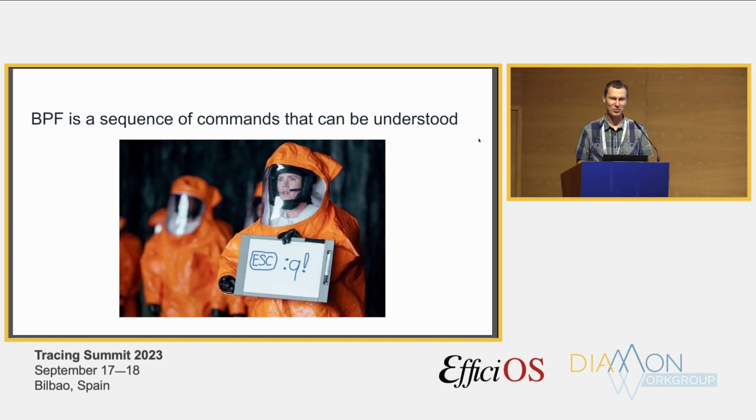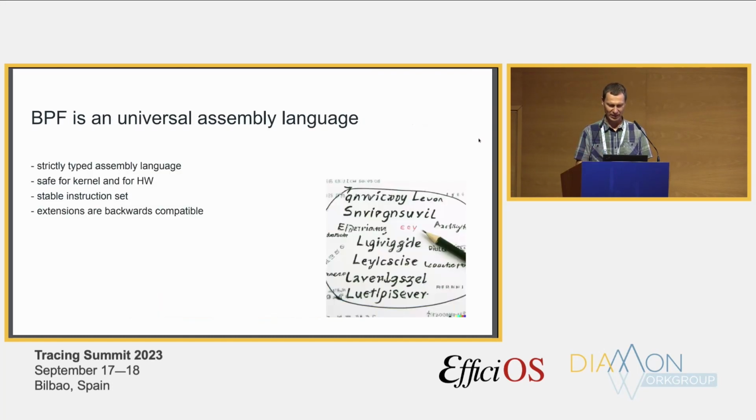So, a quick overview of BPF. This is a different way of saying what it is. BPF is a sequence of commands that can be understood. This is one of my favorite movies, Arrival, where Amy Adams is trying to explain to aliens how to exit VI. Not sure whether she was successful, I don't remember, but that's what BPF is trying to do. It's sort of a universal assembly language, and its main property is that it's strictly typed. Unlike normal assembler, where you just access bytes in memory, BPF assembler actually specifies every memory allocation and its type: whether it's a structure, an integer, a string, and so on and so forth.